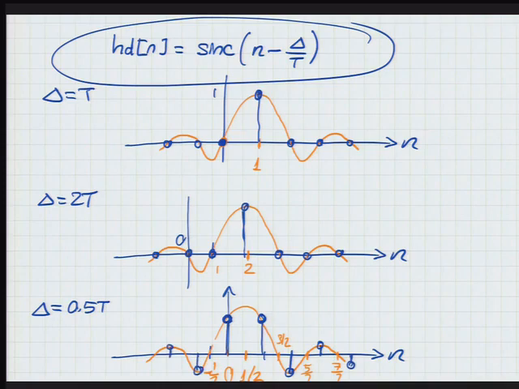All right? So unlike HD of n for the first two cases where delta was an integer multiple of T, now the HD of n is much more complicated, right? Because we're looking at values of the sinc at non-integer argument values, right? So the conclusion is this. If I want to delay an incoming signal by half of the sampling period, this is the impulse response that your discrete time system would have to implement.